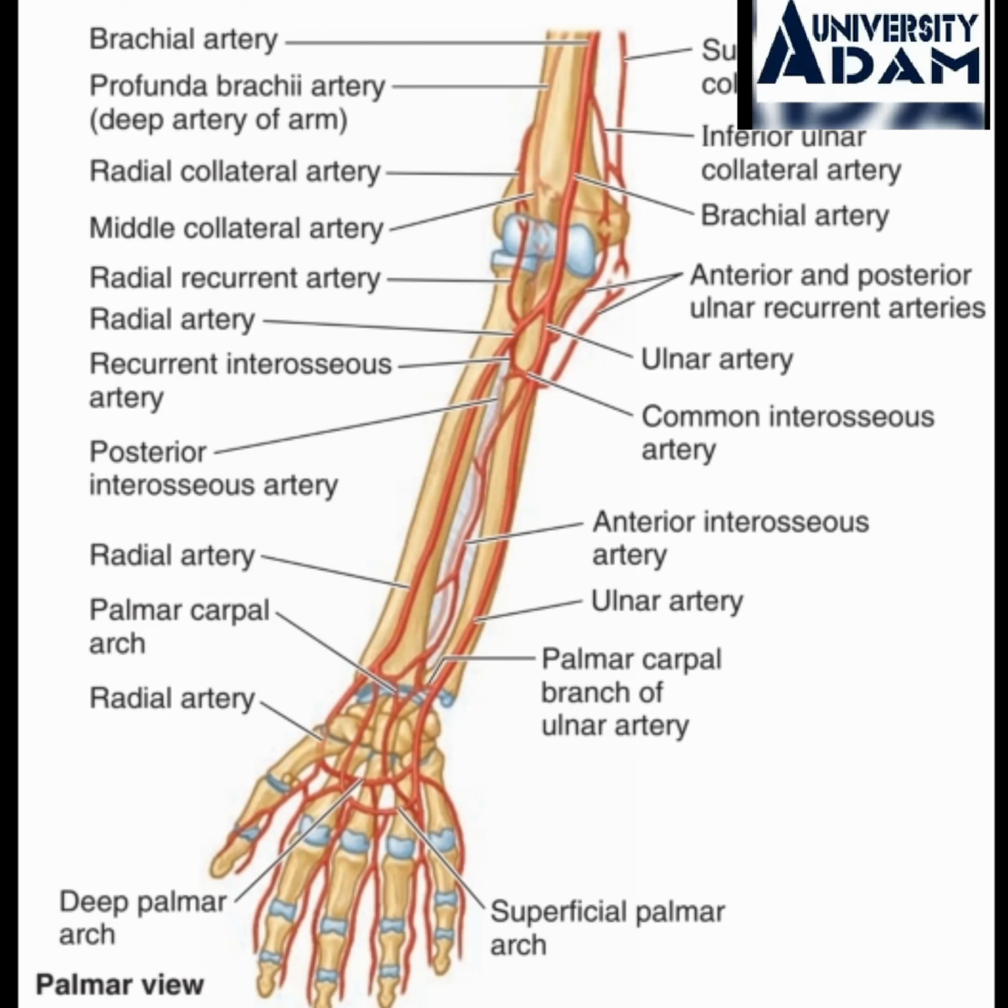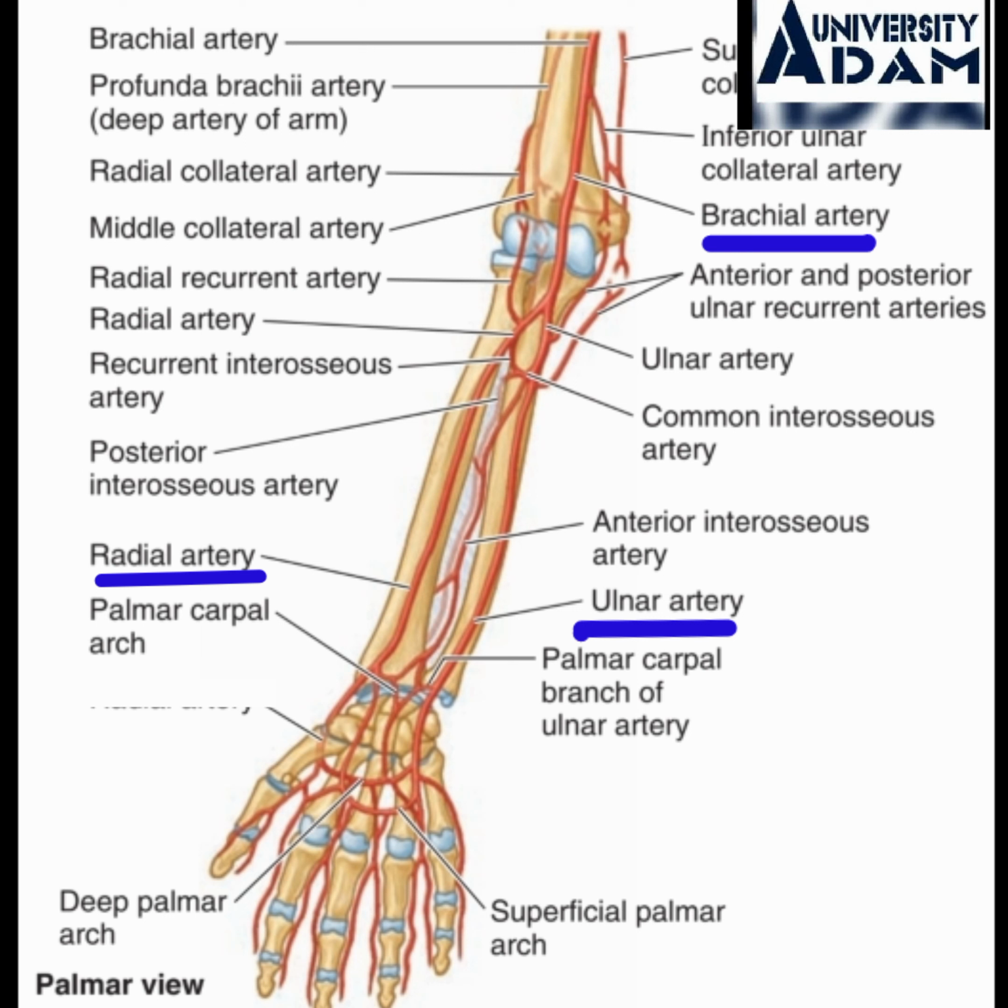Previously, we have discussed the muscles of the forearm, and now we will discuss the arteries, meaning the blood supply of the forearm. The forearm is supplied by the two branches of the brachial artery, which are the radial artery and the ulnar artery. The brachial artery in the region of the cubital fossa divides into two branches, the radial artery and the ulnar artery.